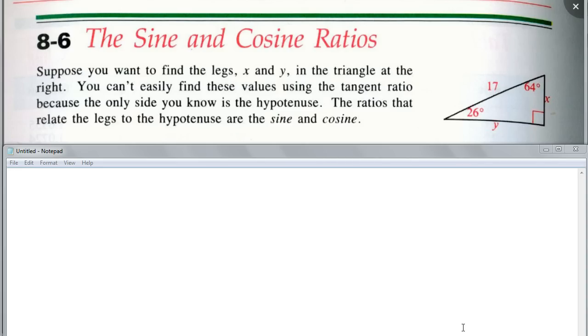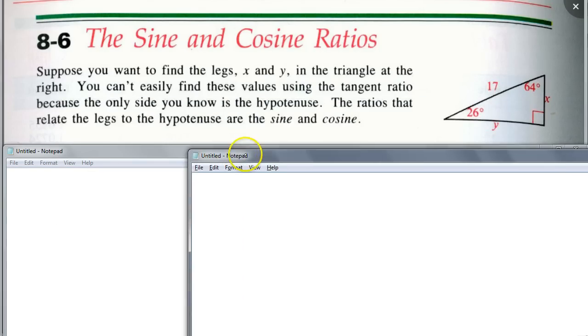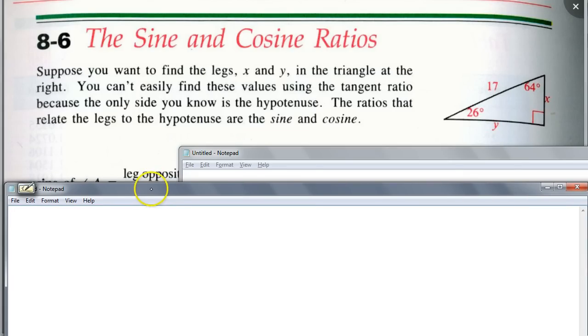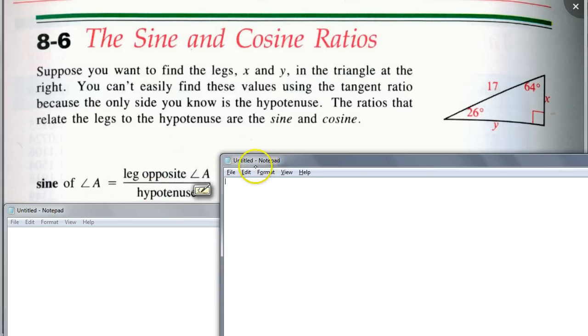As you can see in this picture, could we use tangent ratios to find either x or y? No. So we're going to show you what a sine ratio is. It's what you may expect. Just like tangent, you start off with opposite over adjacent. Well, you're going to be using the hypotenuse. So the sine ratio, guess what? It's opposite over hypotenuse. This is the sine ratio.